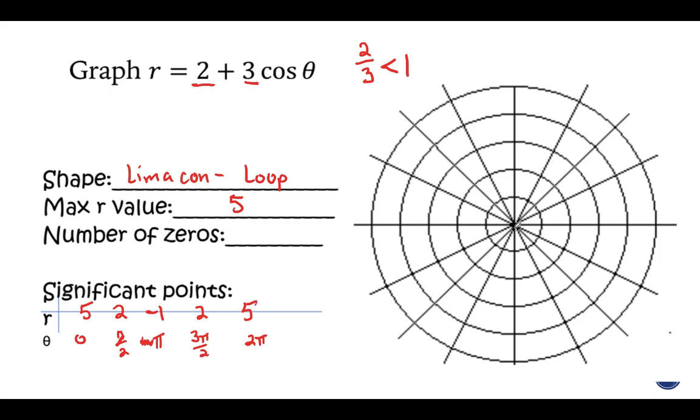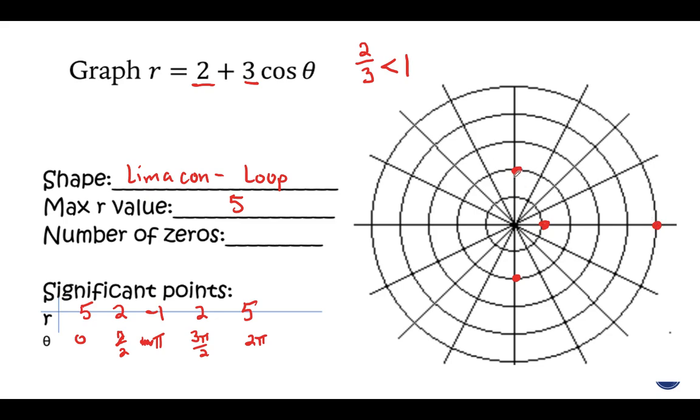So at 0 degrees, I go out 5, 2, 3, 4, 5 units. All right. And then at pi over 2, I go 2 units. All right. At pi, I'm going back 1 unit. All right. And this is going to be what creates that inner loop. Because I've got to go backwards. So we'll see how we utilize the pole to help create that inner loop. And so at 3 pi over 2, I'm at 2. And then at 2 pi, I'm back to 5, right? So I kind of complete my circle.